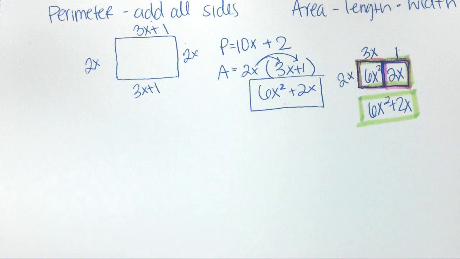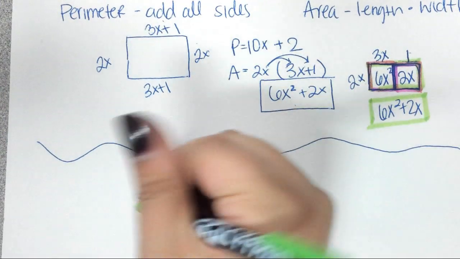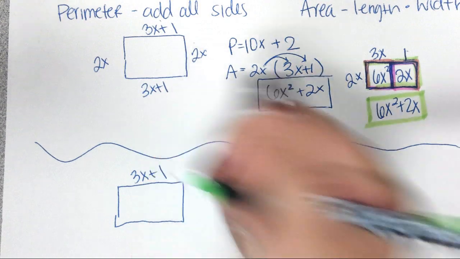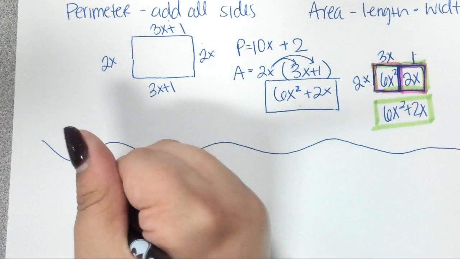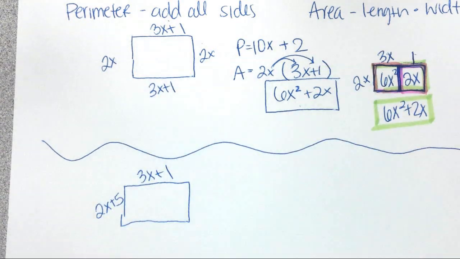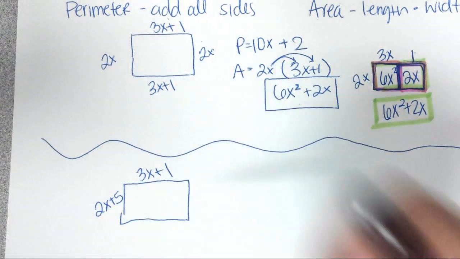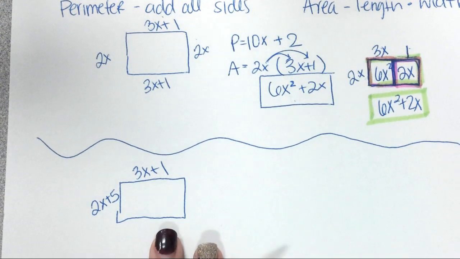However, starting today, I'm going to start making this a little bit more complicated. Instead of doing 3x plus 1, well, I'm going to keep 3x plus 1. Instead of doing 2x, what if I did 2x plus 5? So now, if I asked you to find perimeter, you could still do the same thing. Add up all the sides. I'm sure y'all would be fine.